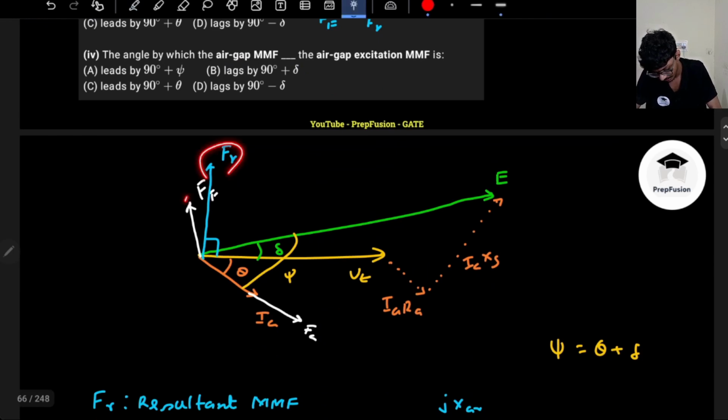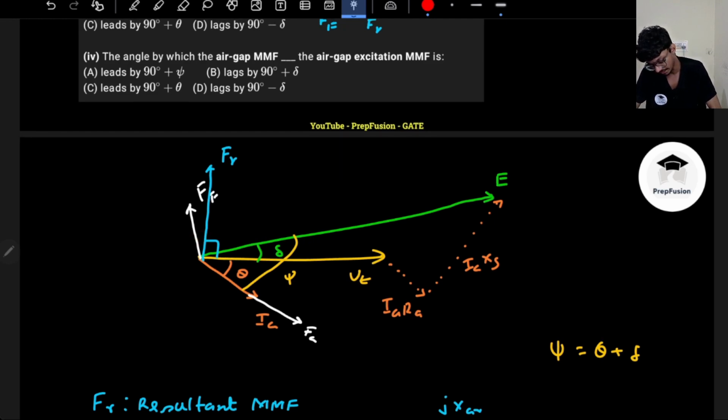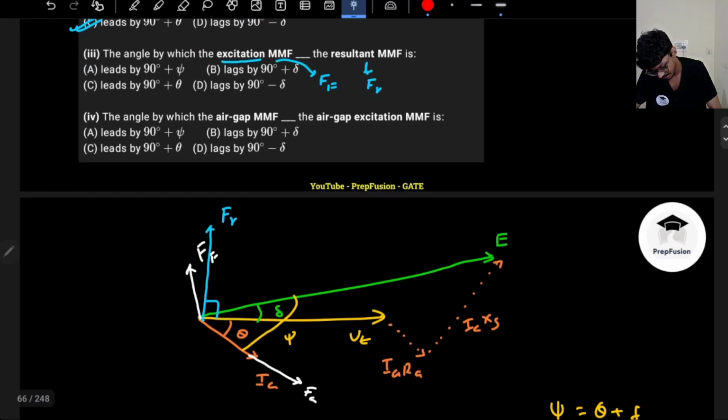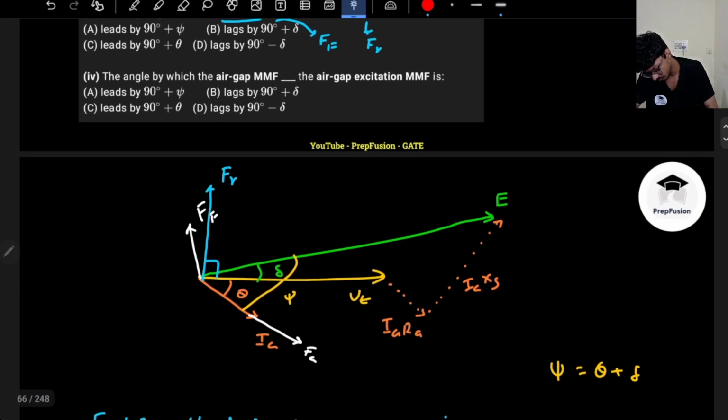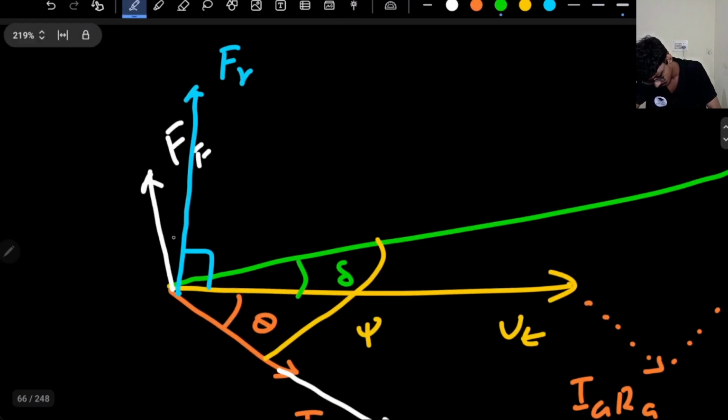So FR is here, FF is here. How will I find out this angle? I know one thing, that FR leads by 90 degrees and FF also leads my E by 90 degrees. So both of them lead by 90 degrees, right? The angle difference between E and Vt will be the same angle difference between FF and FR. So the angle difference between the excitation MMF and the resultant MMF will be delta.